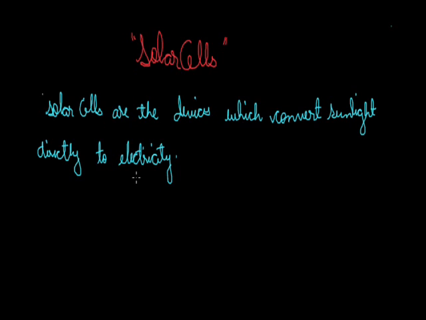Solar cells are very expensive as they are made of pure semiconducting material. The material that is used to make solar cells is pure silicon chip. The process due to which sunlight is converted to electricity is the photovoltaic effect.